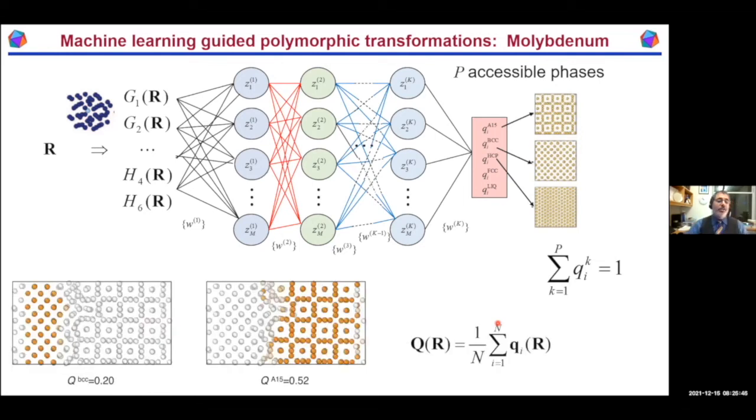So here's an example of an interfacial configuration. And what I do is I take these local classifiers, these local probabilities, I average over all the atoms in the cell, and I create a global classifier for a simulation cell that may be pure or may be mixed. In this case, this is the same snapshot showing you BCC and A15 at an interface that may contain other structures. So for example, the global classifier for BCC shows 0.2, and the A15 is 0.52. They don't sum to 1 because you have other stuff in there.